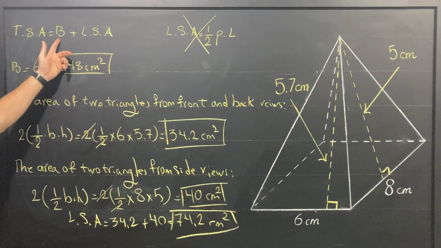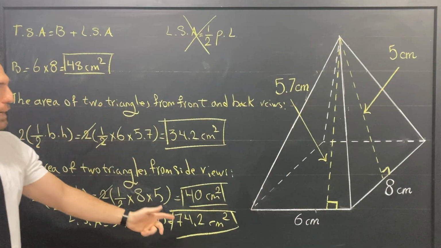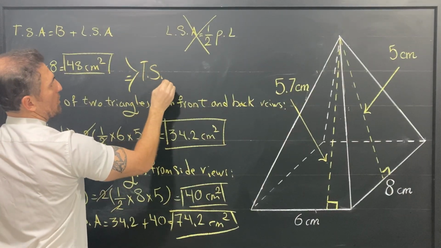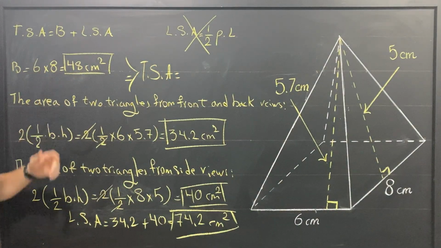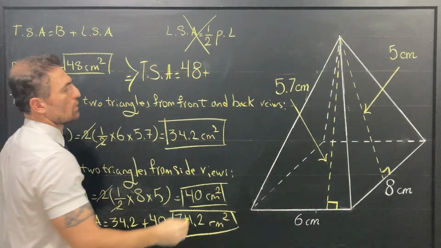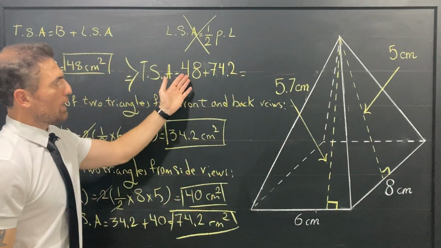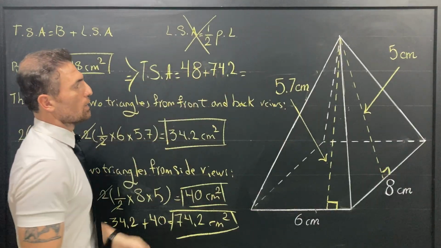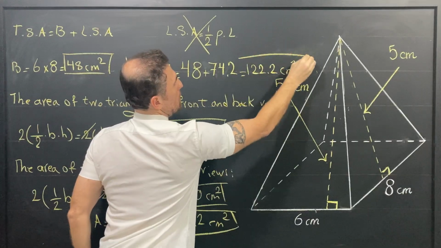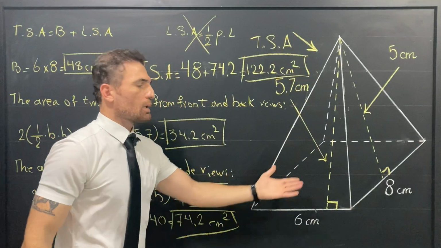Also, we have the area of the base. To find out the total surface area, you simply add the area of the base and the lateral surface area. The area of the base plus lateral surface area. 48 plus 74.2 is going to be 122.2 square centimeters. And this is the total surface area of this pyramid.